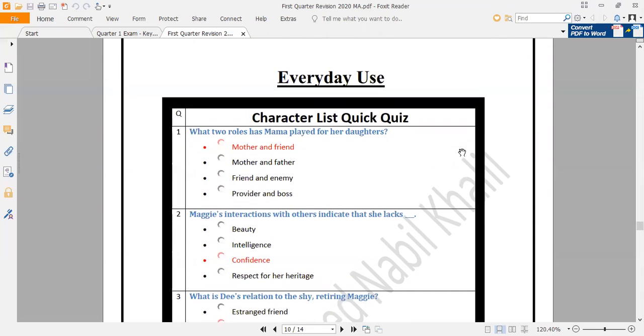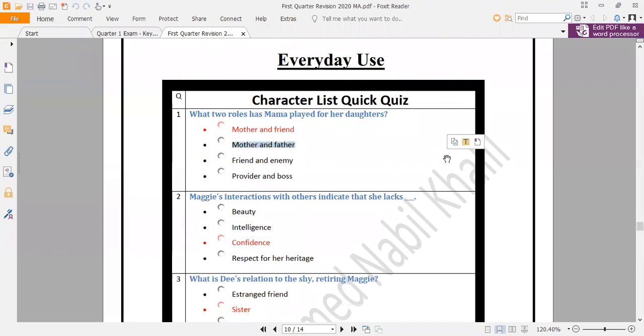Moving on to the next section. Question 1. What 2 roles has Mama played for her daughter? We know that she has been the mother and father. The correct answer is mother and father, not mother and friend. Mother and father, this is a typo. Okay, the correct answer is mother and father. All right.